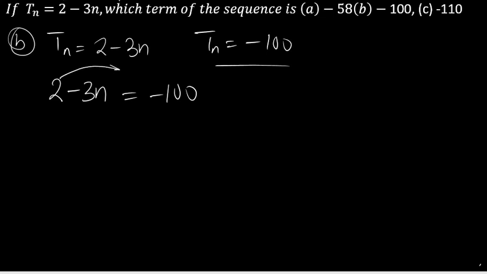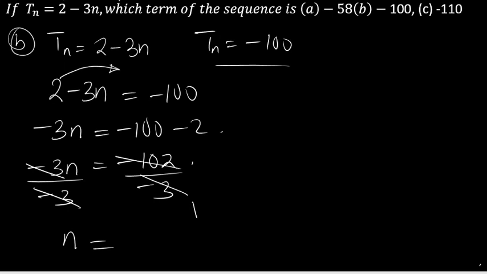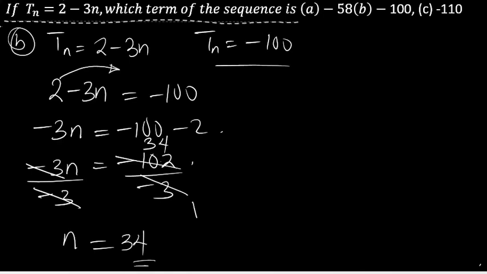Now let's move this 2 to the other side. You have minus 3n equal to minus 100 minus 2. So minus 3n will now be equal to minus 102. Now divide both sides by minus 3. Minus 3 will cancel minus 3, so you have n equal to minus 102 divided by minus 3. 3 into 10 gives 3, remainder 1. If you put the 1 here, it's 12, which gives us 4. So it is 34. So the 34th term is minus 100.